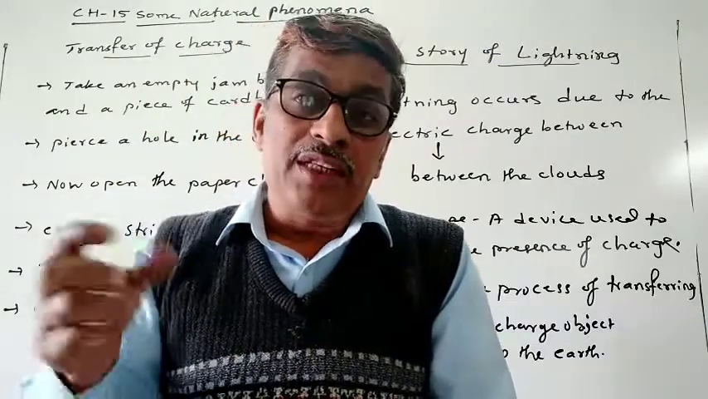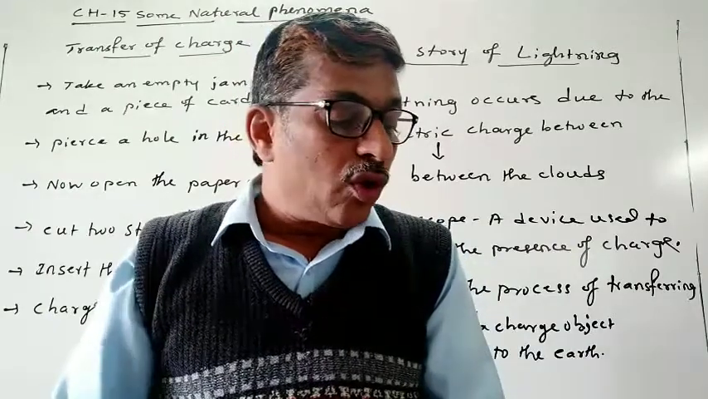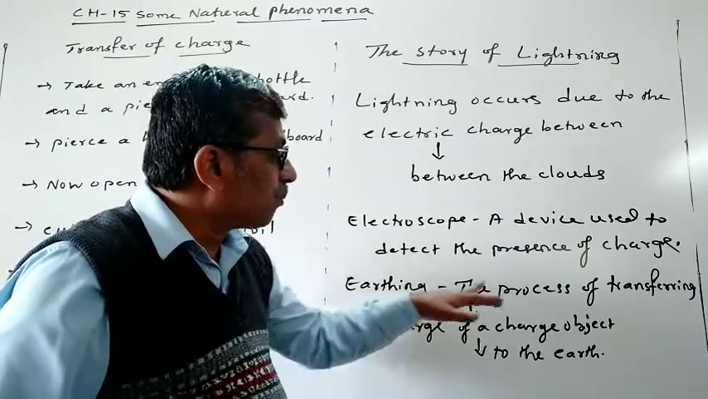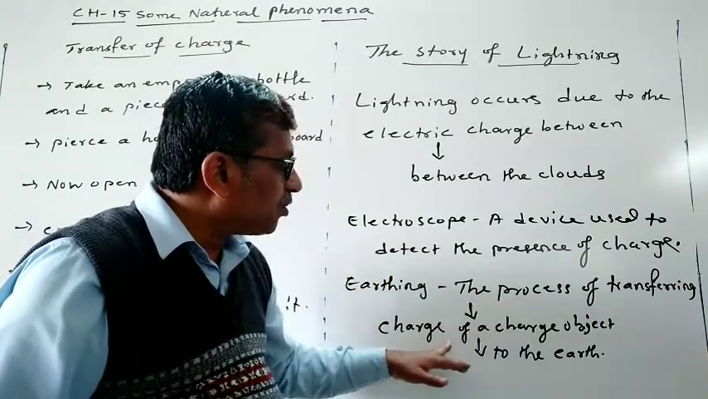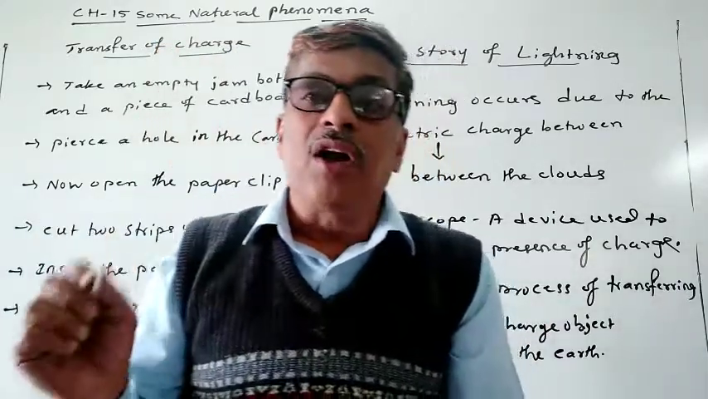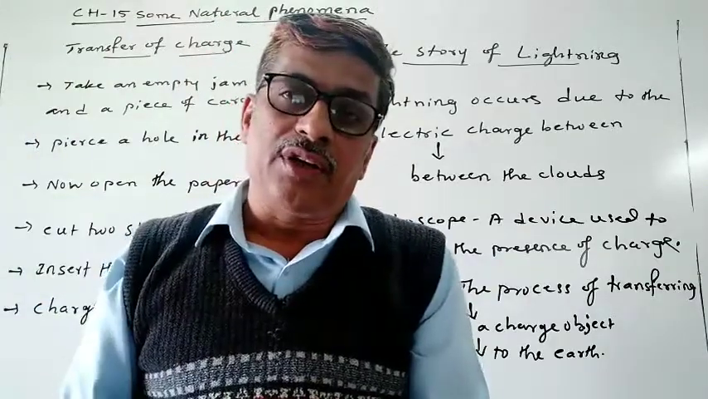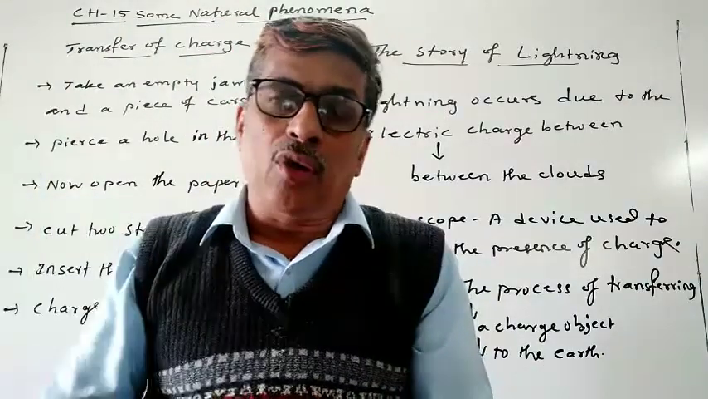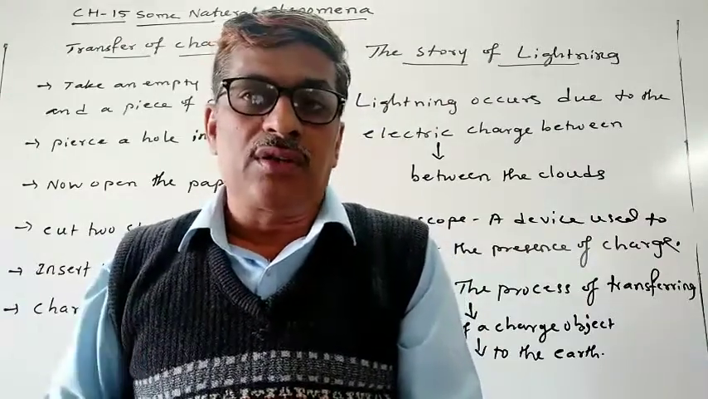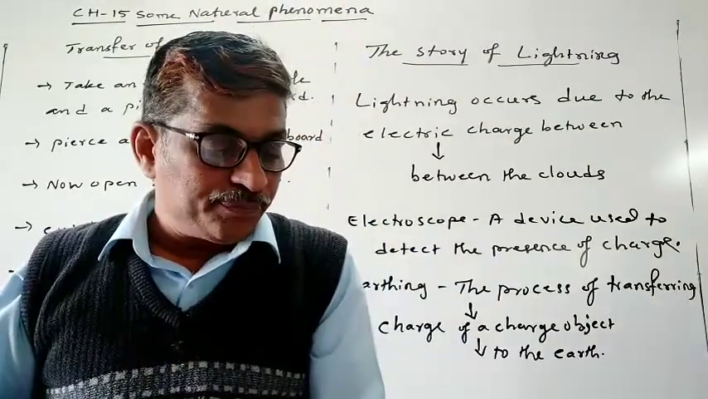Now at home also you will see this process of transferring charge. See here, earthing: you are seeing the process of transferring the charge of a charged object to the earth. That is called earthing. Whenever any excess current flows in our electric circuit, there is an arrangement of earthing. The current flows through the wire to the earth, so it can prevent accidents. This is what we call earthing.